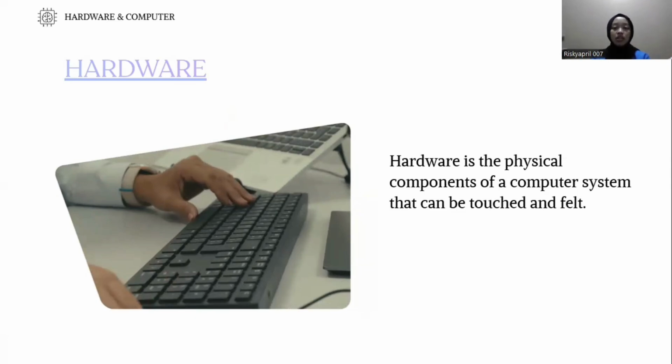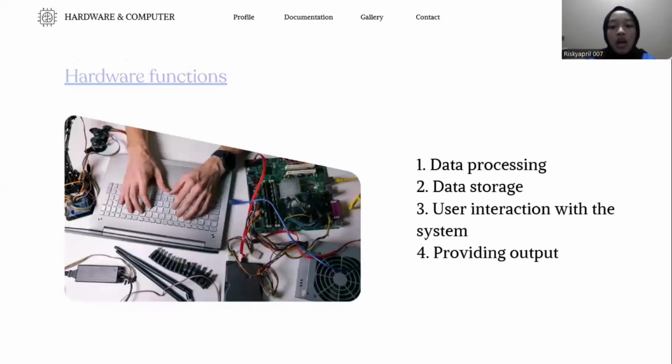Hardware. Hardware is the basic components of a computer system that can be touched and felt. Hardware function. The functions of hardware in a computer are extensive and complex. Each type of hardware has a specific role in carrying out its tasks. Here are the main functions of hardware.